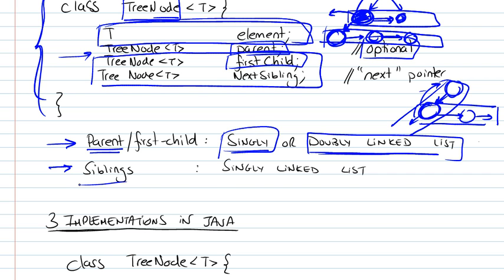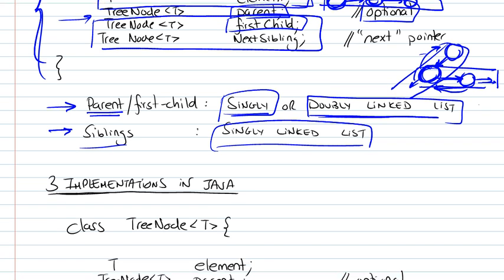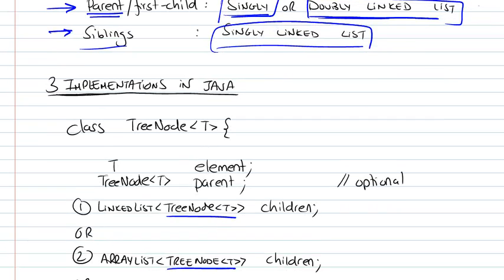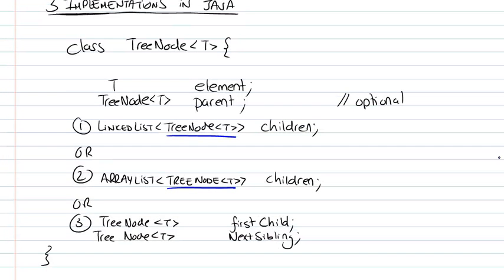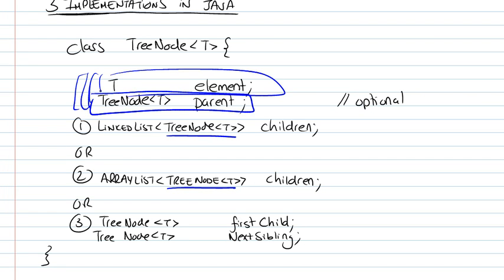And in terms of the siblings, we usually just use a singly linked list because we don't need to refer back to the previous child. We only need to find the next sibling. But you could also have another pointer that goes backwards and define a doubly linked list, like we'll see. So in Java, we have three implementations. We could use for the children's list, so these, we always have them right there. This is optional. This is the element pointer.